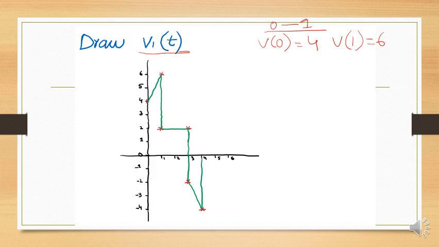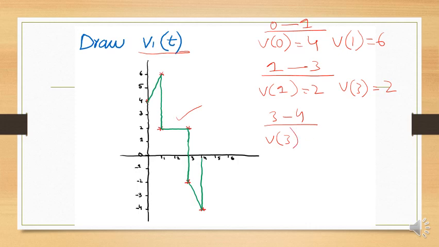Similarly, for interval 1 to 3, what were our values? At V of 1, we got 2, and at V of 3, what did we get? We got 2 again. Why? Because we had the current 0 and we had no t in our equation. So it is a straight line, no t. It is a constant value, that is 2. So we have drawn a constant over here. Now from interval 3 to 4, we got V of 3 is equal to minus 2 and V of 4 is equal to minus 4. So this is our required waveform.